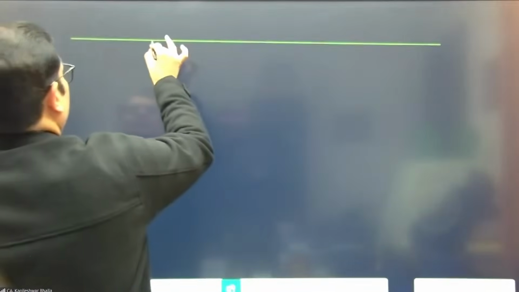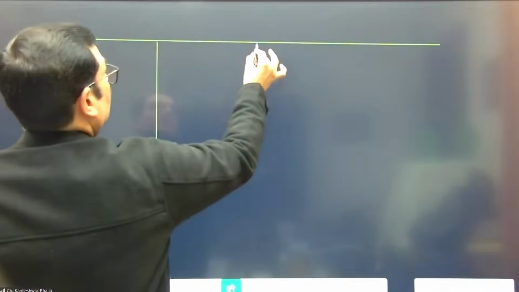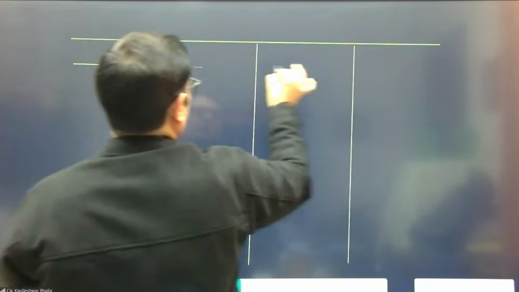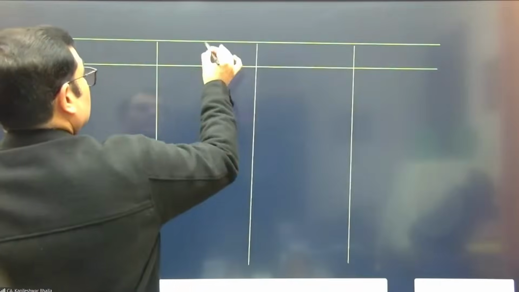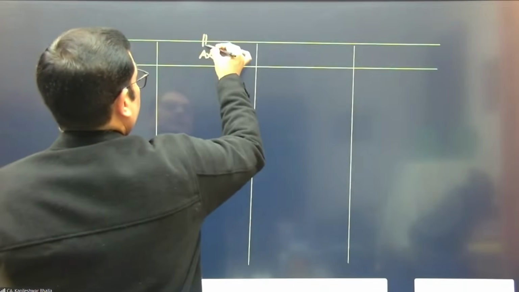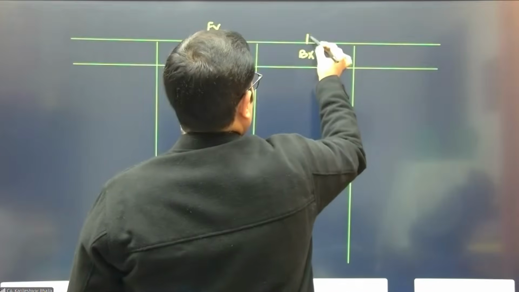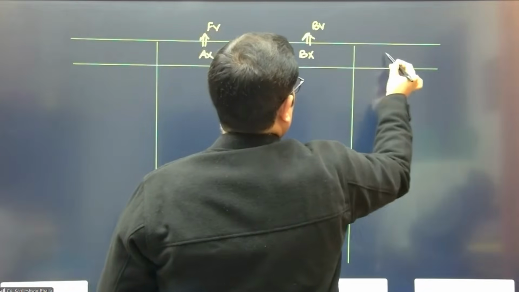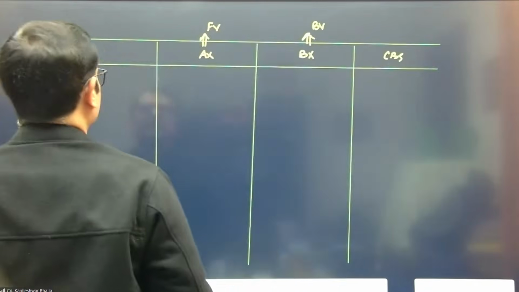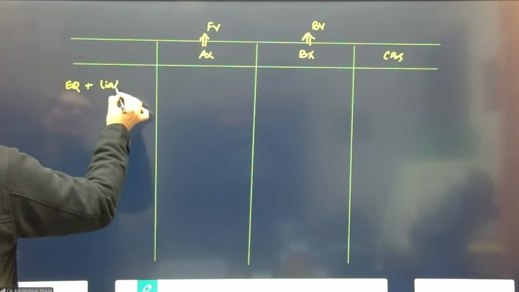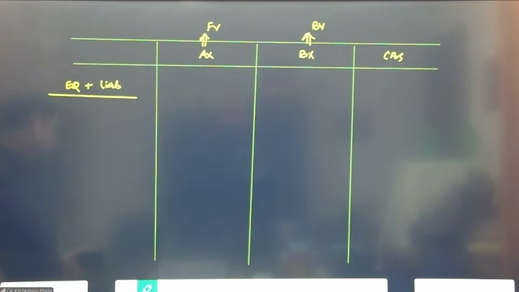Same columns. So let's consider the equity and the liabilities. A column for AX, BX, and the consolidation. So this is AX, again just to keep it clear, fair value. BX, we are considering the book value, and the consolidated balance sheet in this case. Let's begin with the equity and the liability section.